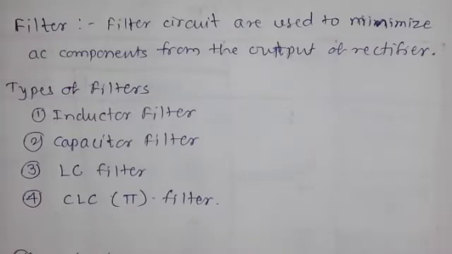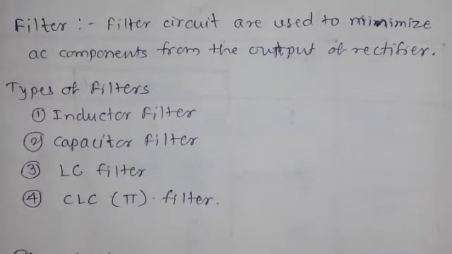Then we have to minimize the AC content from the rectifier output, and we have to get the DC content, or maximum DC output is required. To make this, we have to use another circuit, and that circuit is nothing but a filter circuit. A filter is the circuit which is used to minimize the AC component from the output of the rectifier.